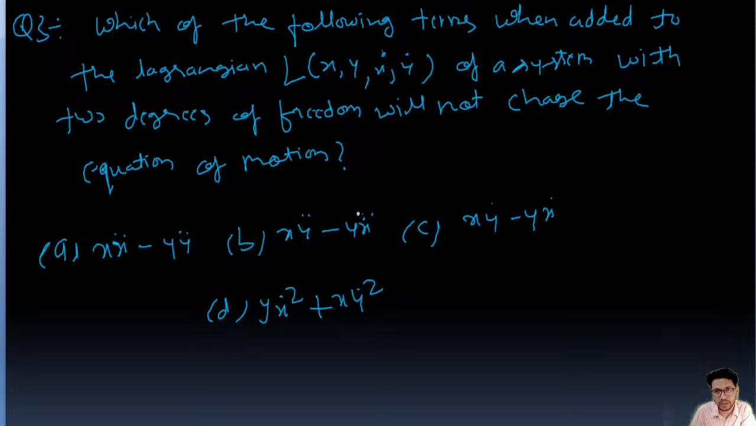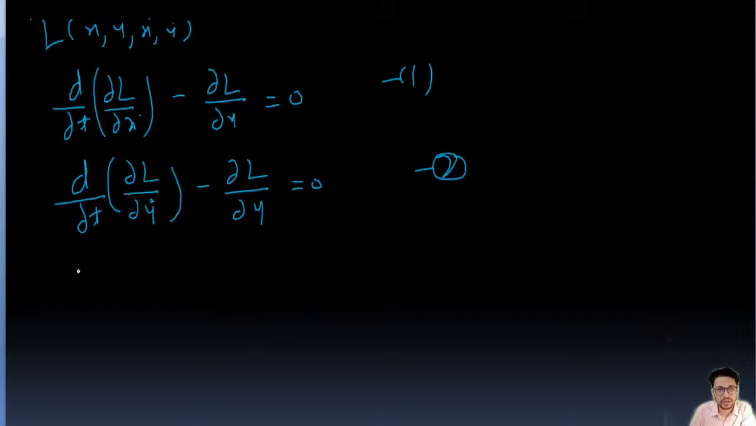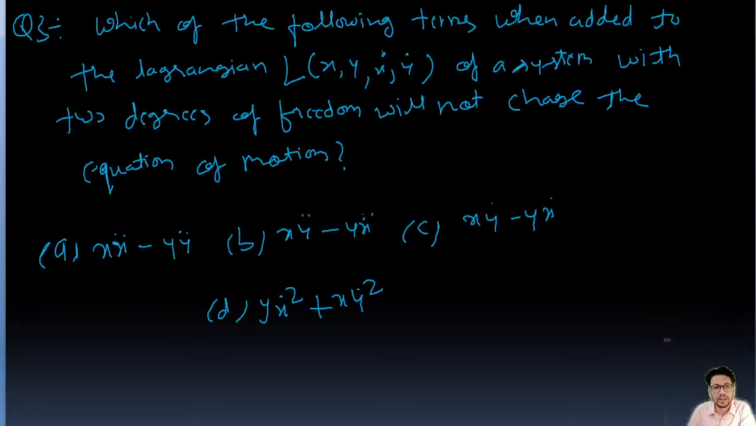So we'll take option B. We can check one by one, but I'm directly checking this one: x y double dot minus y x double dot. We have added this term to the Lagrangian, x y double dot plus y x double dot.